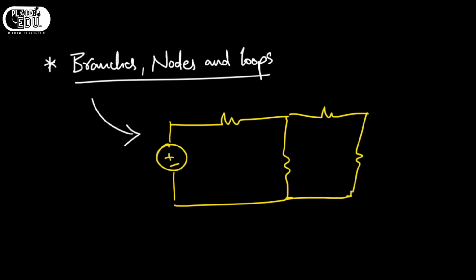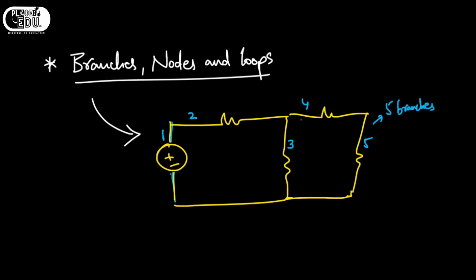Branches: if it has one element, then it will be one branch. See here, it has one element, that is the voltage source. So this is one branch. It has a resistance, so this is another branch, and this has another resistance, so this is another branch. This has another resistance, this is another branch, and this is another. So in this circuit we have 5 branches. Understood?